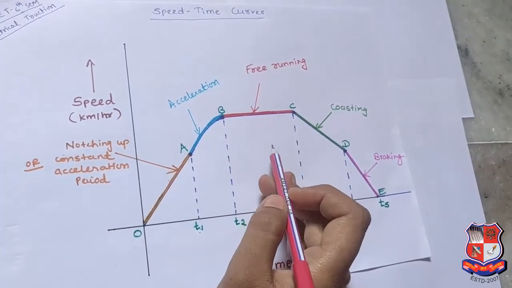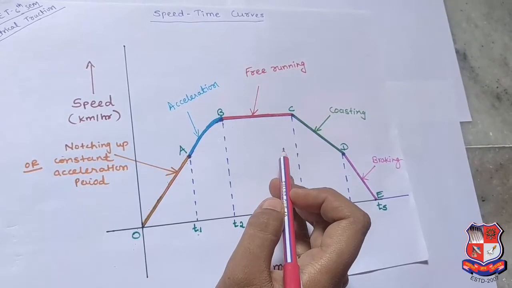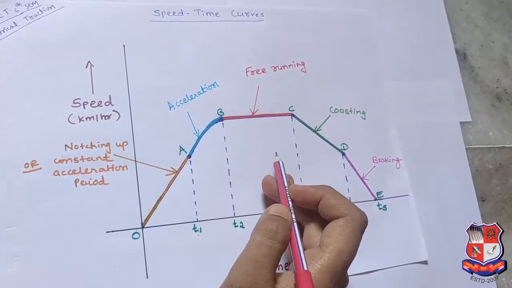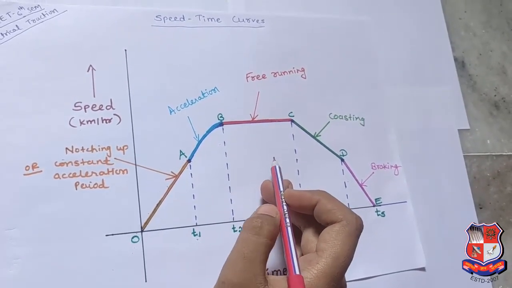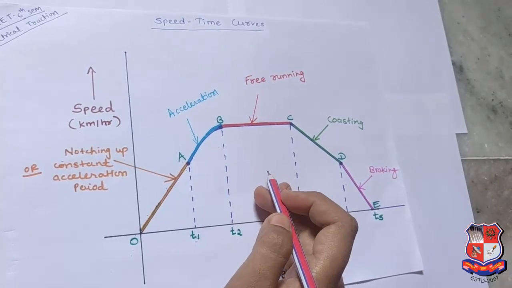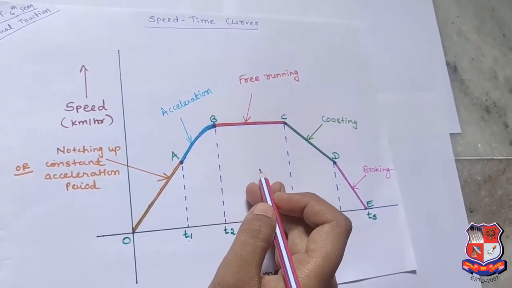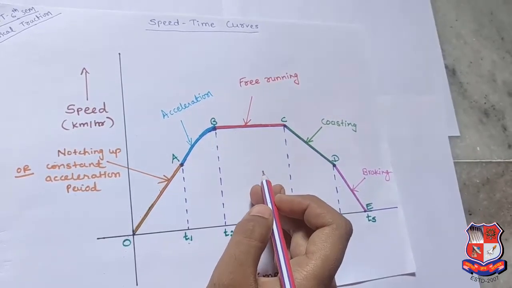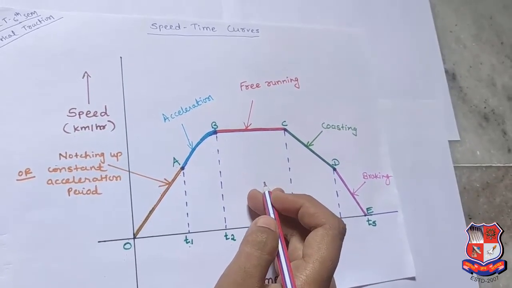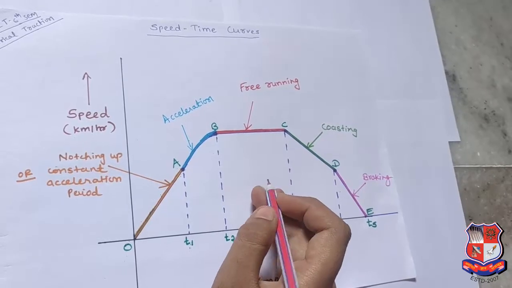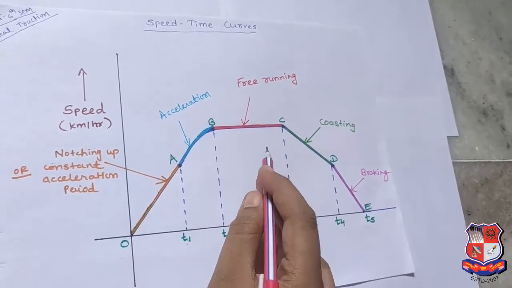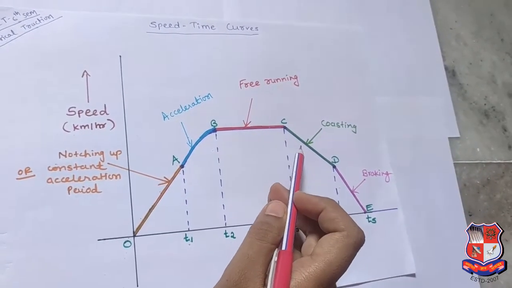So one question arises: in which period is the train power supply cut off and the train runs under its own momentum, or also the current, torque, power is almost 0, in which period? So the answer is the coasting period.